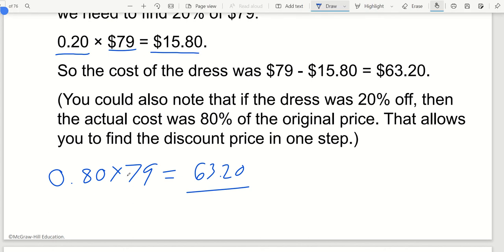If you were to do this, it would save you that extra step of having to take the 0.20 times 79 and then subtracting it from 79. You would come out with the final price at the very end.